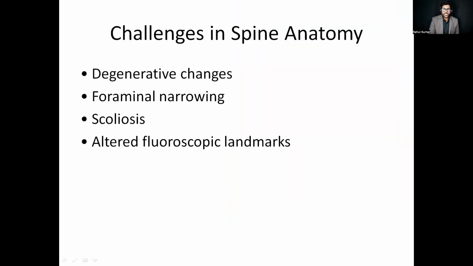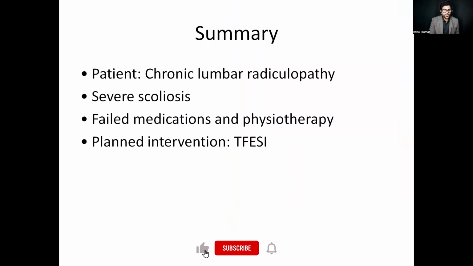Now the challenges in the spine were degenerative changes, again foraminal narrowing, and scoliosis, of course. So it wasn't straightforward. Generally, we get the C-arm exactly 90 degrees to the patient. And in this case, we had to rotate it to the axis of the desired vertebra. So it went almost diagonal to the patient. Chronic lumbar radiculopathy, severe scoliosis, and failed medication becomes an automatic case for transforaminal epidural steroid.